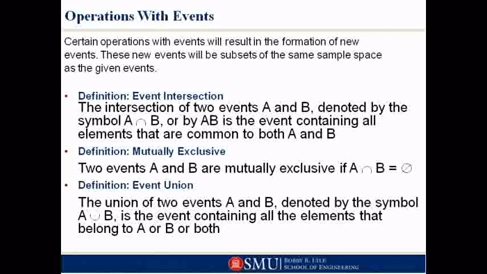The event union would be the union of two events A and B, denoted by the symbol ∪. Now here you have the flipped around, kind of like a U shape. A union B is the event containing all the elements that belong to A or B or both. So if I were to say A is the event even numbers, B is the event greater than 4, then A union B would be 4, 5, and 6, because 5, even though it's not in A, it's in B, and 6 is actually in both A and B.